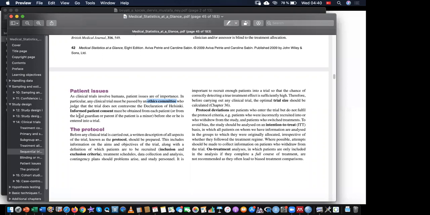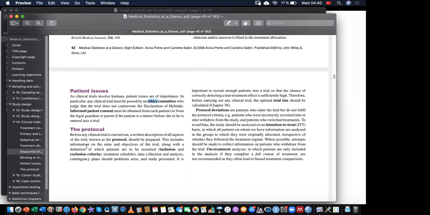And the other issue is you need informed patient consent. Each patient must be informed, and you need a written consent, approval, that the patient is willing to participate in this research. And all this is mentioned in the Declaration of Helsinki. So if you want to read more about the ethical issues, you can search for the Declaration of Helsinki. Or if we ask you in the exam, what is this Helsinki Declaration about, you should be able to say that it's related to the ethics of patient rights.